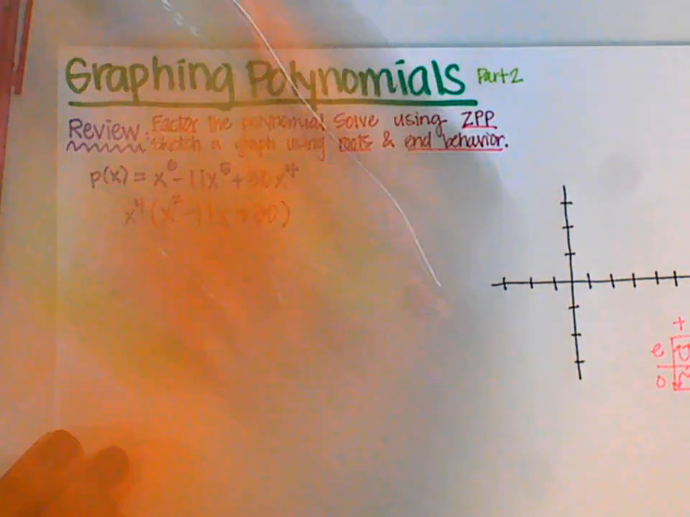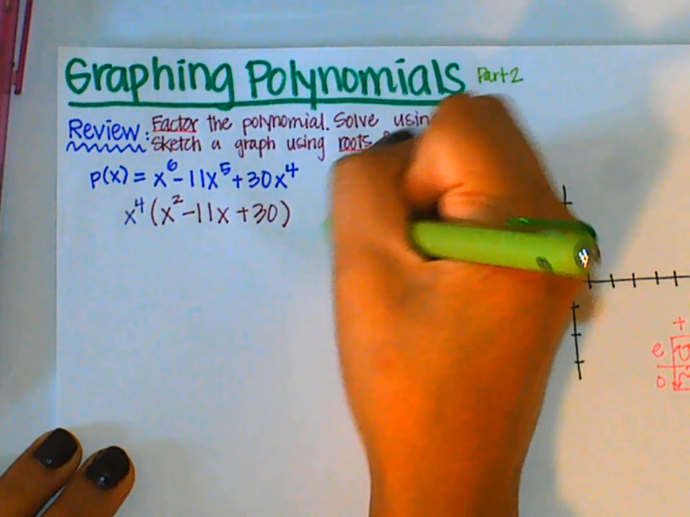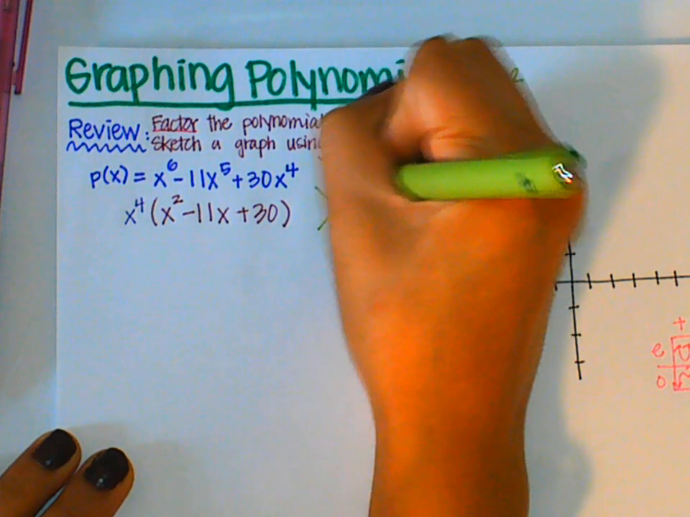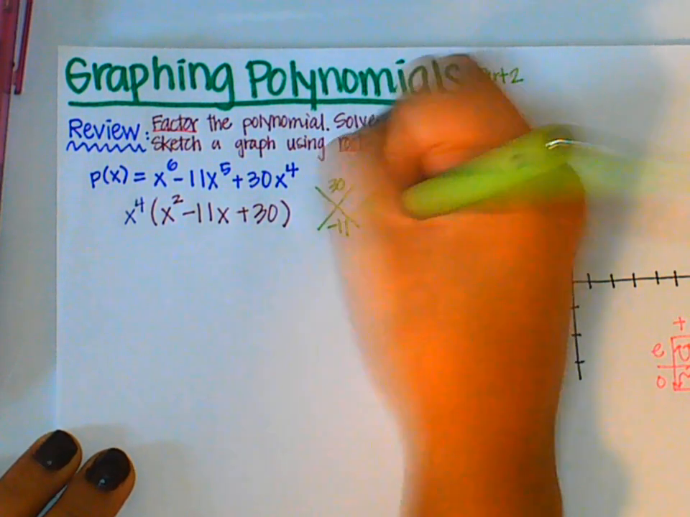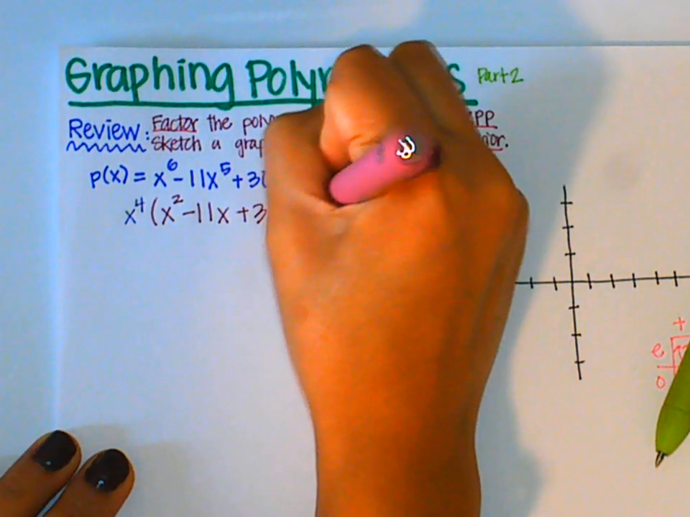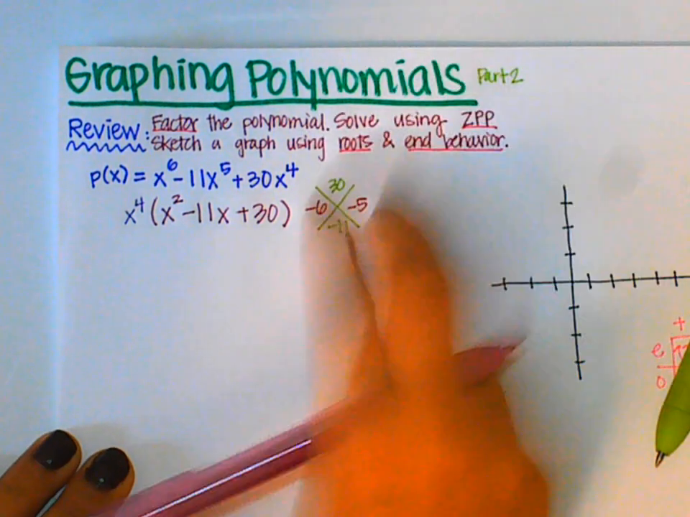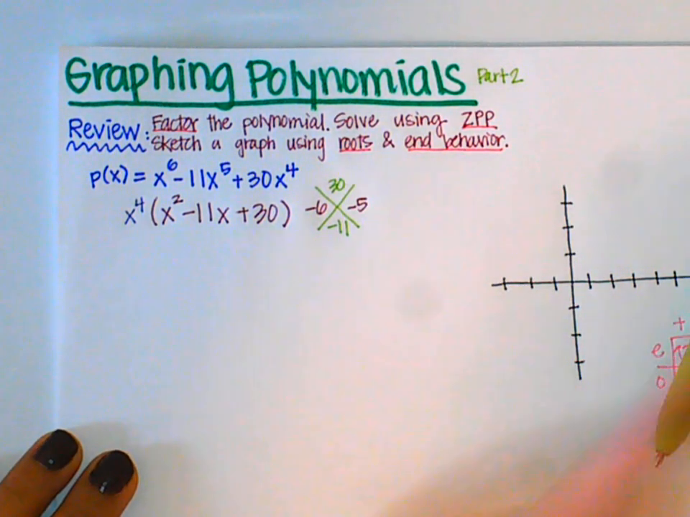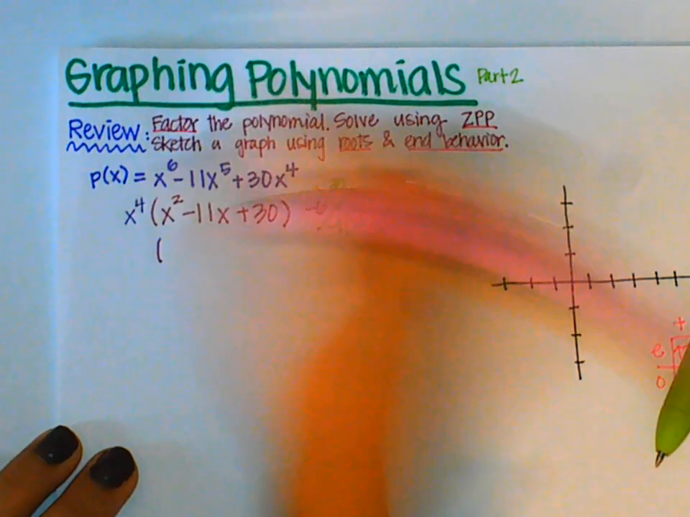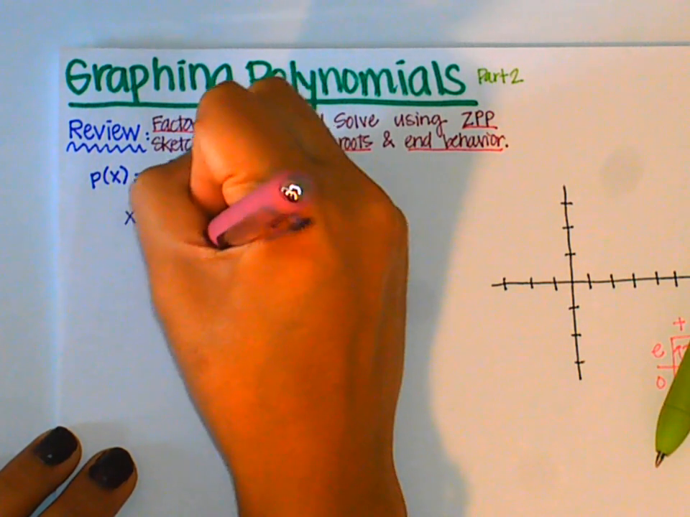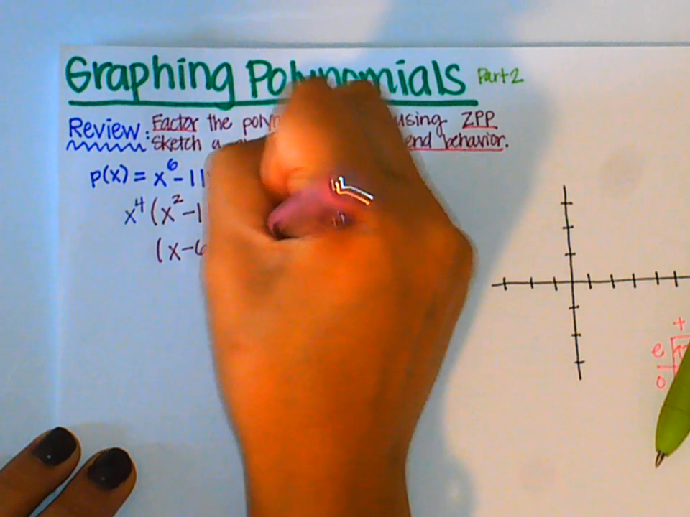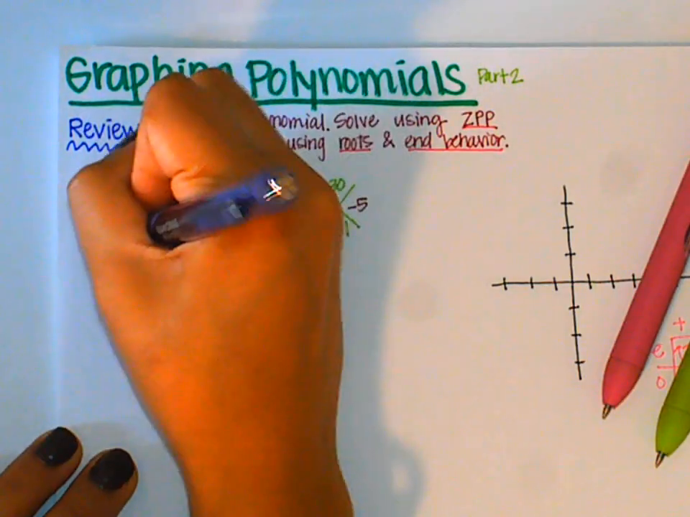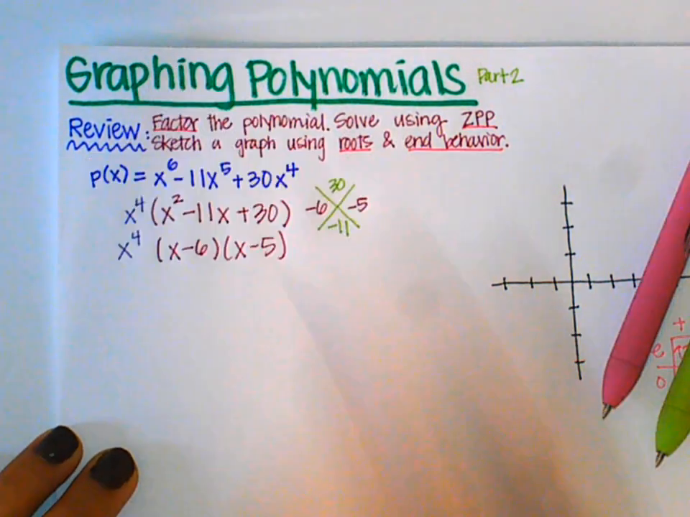Now you can go off to the side here and factor this. So you get 30 and negative 11. You would get negative 6 and negative 5. Two negatives give you a positive. Two negatives add up to a negative. So rewriting this, I would get x minus 6, x minus 5, and bring down my x to the power of 4.